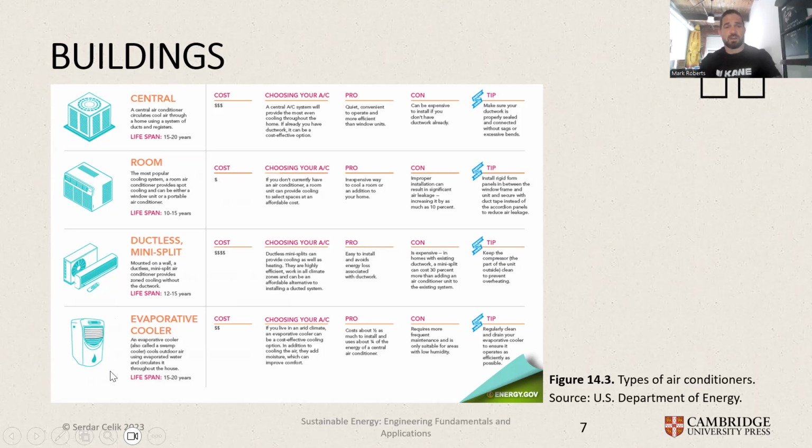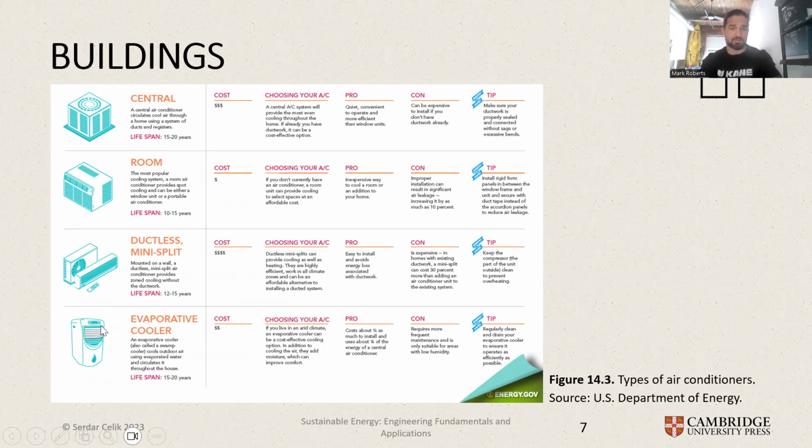Evaporative coolers are a really cheap way to keep houses cool, and this requires the addition of water. So it uses the evaporation of water to absorb heat from the building. But this has limitations.